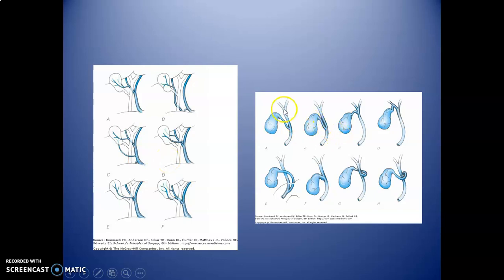The gallbladder can drain through the cystic duct to the common hepatic duct, forming an angle, or they can come and be joined together here, or you have a short cystic duct, or the cystic duct, instead of joining the common hepatic duct, joins the right hepatic duct. You can see these are different variants of the cystic duct.